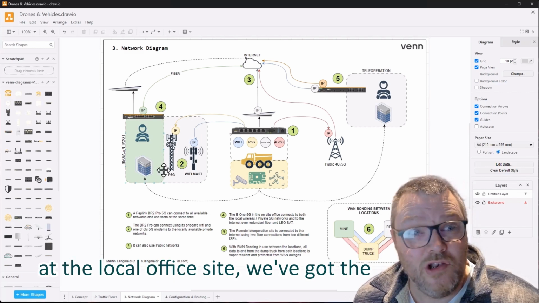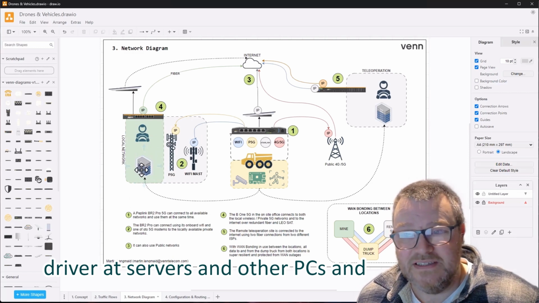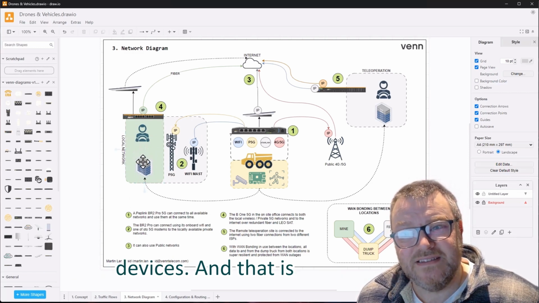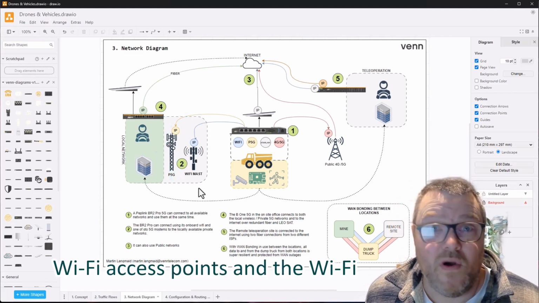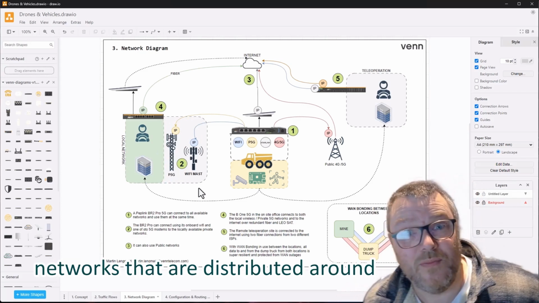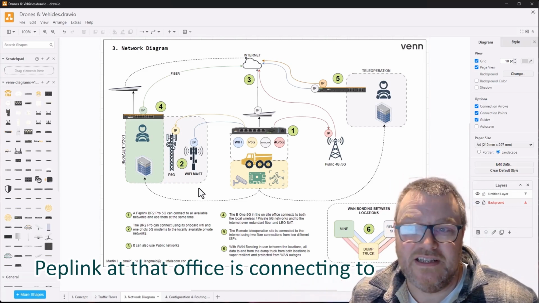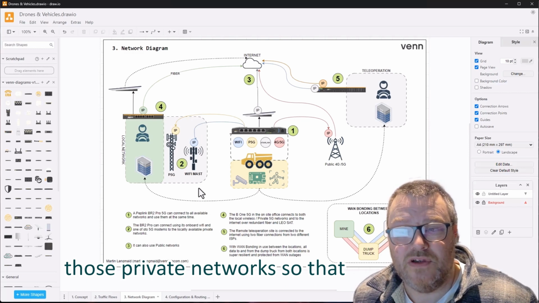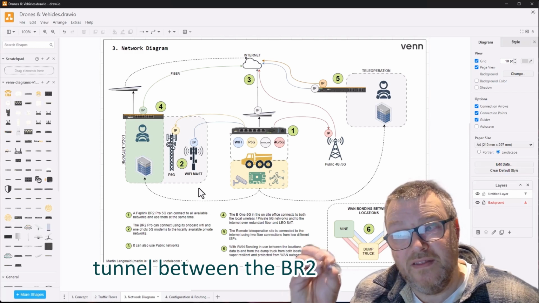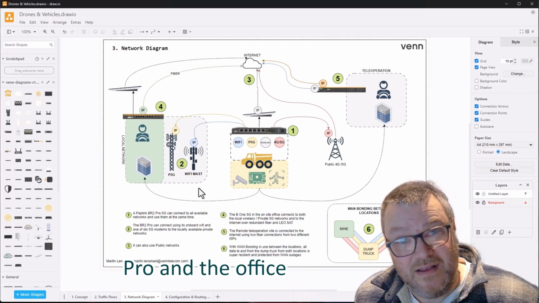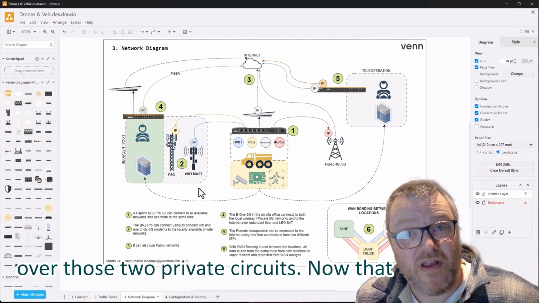So if we look at the local office site, we've got the driver at servers and other PCs and devices, and that is physically connected to the private cellular network, but also the Wi-Fi access points and the Wi-Fi networks that are distributed around the mine. And what we're doing with this Peplink at that office is connecting to those private networks so that we can build a tunnel between the BR2 Pro and the office Peplink using SpeedFusion bonding over those two private circuits.